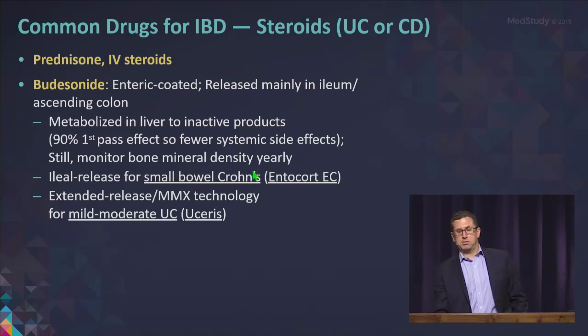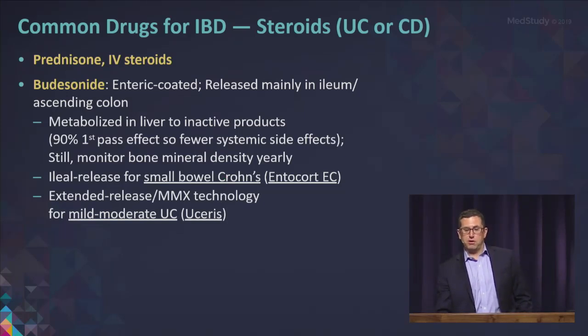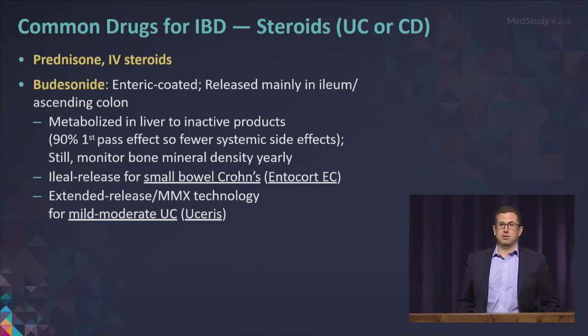Entocort would be a formulation that's more typically used in Crohn's because it's released in the terminal ileum and right colon. Importantly, budesonide has something called a first-pass effect in the liver, meaning that it has fewer systemic side effects than traditional prednisone or steroids, but it still can cause bone density loss and some other side effects similar to steroids, so you do have to be careful with it.